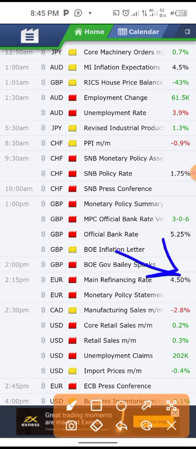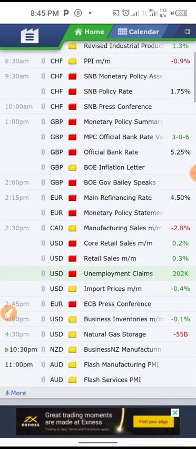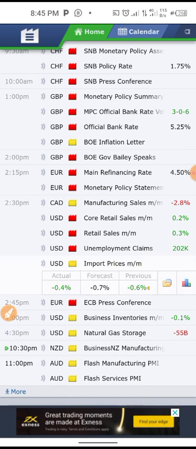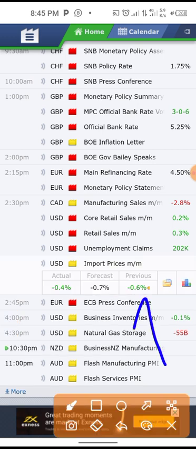Now something like this one, this US dollar, let's check it out. You see that the news is positive for the US dollar. So let's check the unemployment claims. You see that the previous is 0.6, actually minus 0.6.